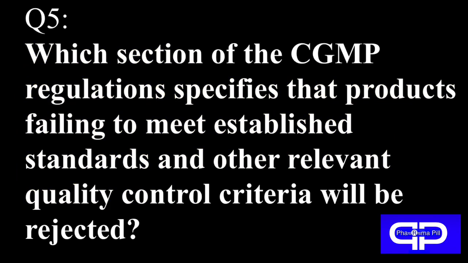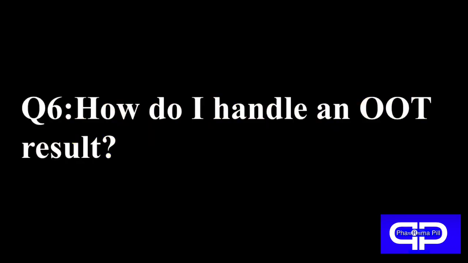Question number 5. Which section of CGMP regulation specifies that product failing to meet established standards and other relevant quality control criteria will be rejected? Answer for the question is, it is clearly written in section 211.165(f). If your product is failing, you have to reject. It is clearly written in this section.